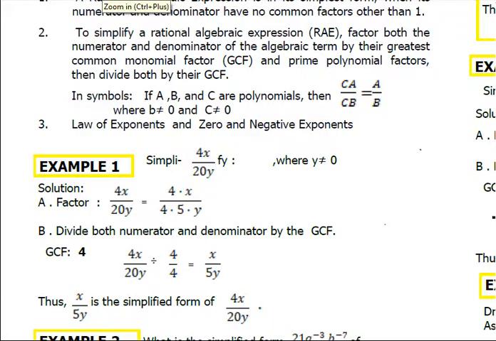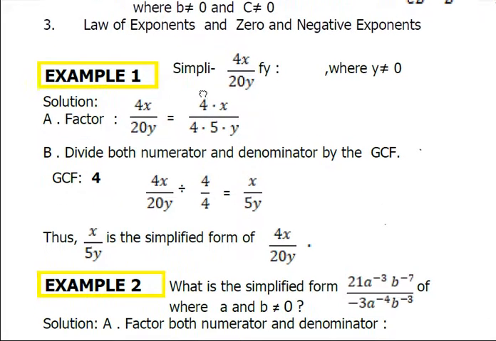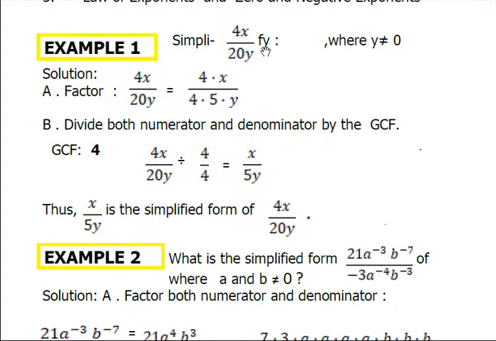Now in example 1, we need to simplify 4x over 20y. Here are the factors of 4x, so we just copy. Then for 20y, the factors of 20 are 4 and 5. Then we just cross out the common factor, the GCF. The GCF is the greatest common factor, which is 4.